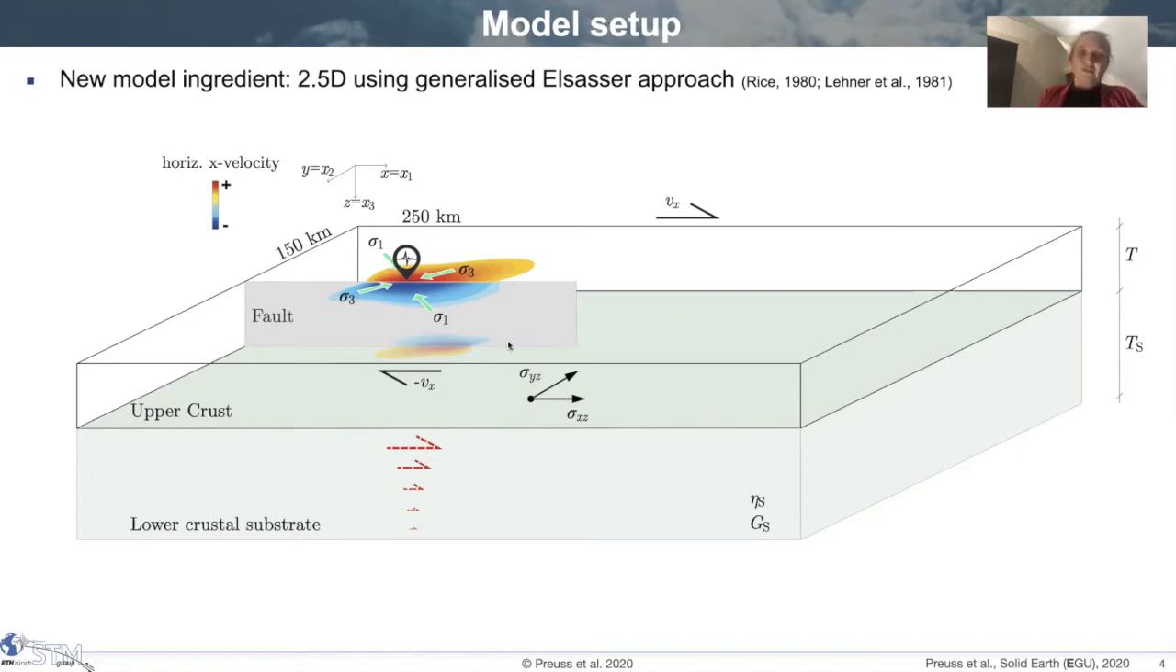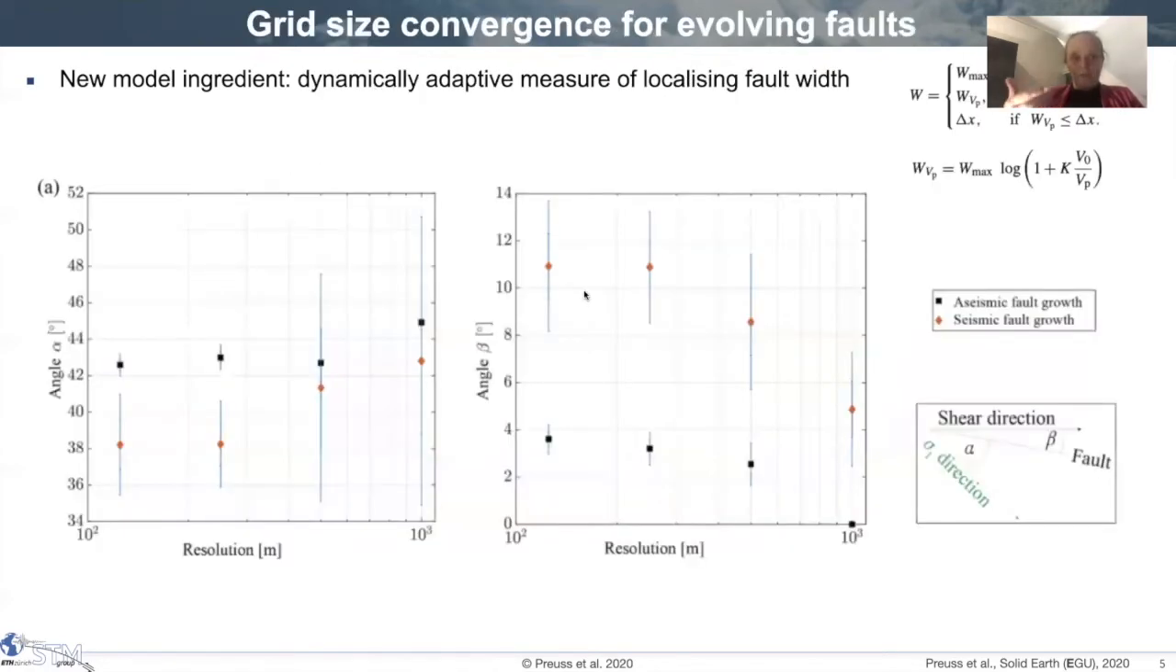that response gives us the shear stress response of the lower crustal substrate here that is added to the surface displacements here. So we have this predefined fault here that we will start to fail.